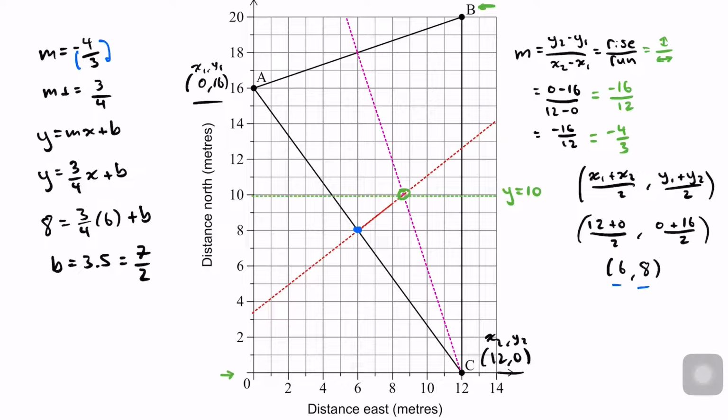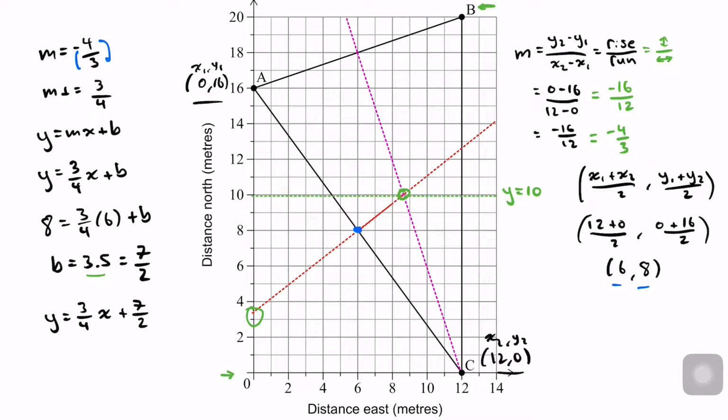And just to be sure, we said it's roughly 3 and a half, and that doesn't look too bad. That can maybe be somewhat reassuring. So let's go ahead and write out that equation of a line. y is equal to 3 over 4 x plus 7 over 2. So we've got this equation, this red one right here, this perpendicular bisector. Okay, so we've got one equation, we've got another equation, and then the question is, where do they meet?